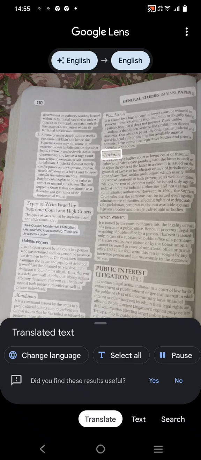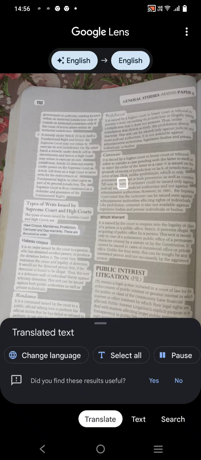Certiorari. It is issued by a higher court to lower court or tribunal either to transfer a case pending with the latter to itself or to quash the order of the latter in a case. It is issued on the grounds of excessive jurisdiction, lack of jurisdiction or error of law. Thus, unlike prohibition, which is only preventive, certiorari is both preventive as well as curative.